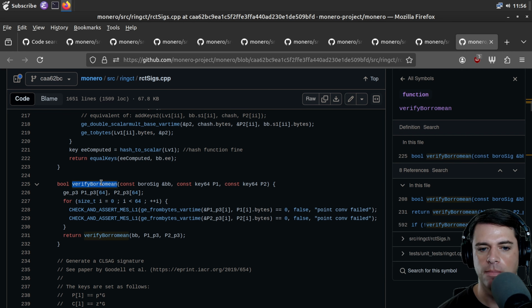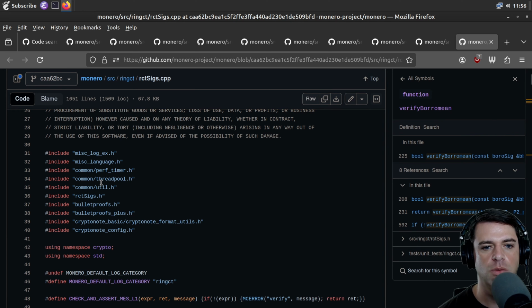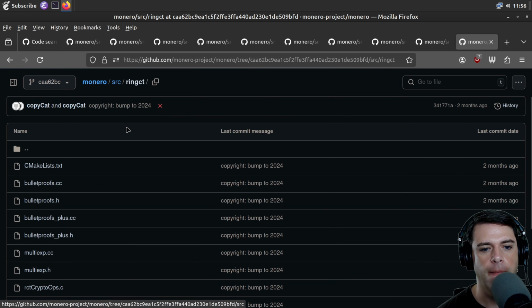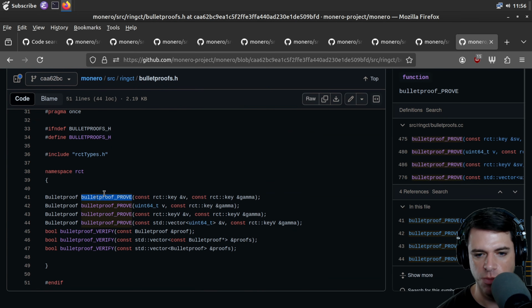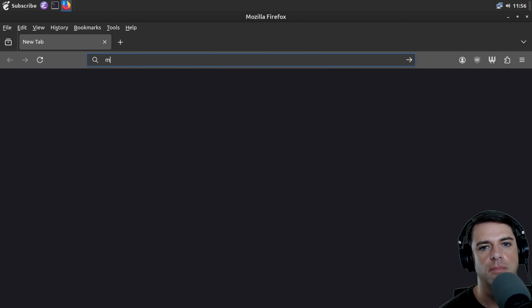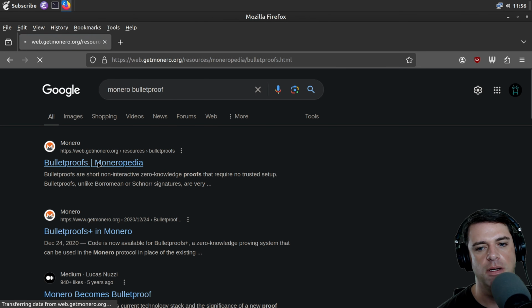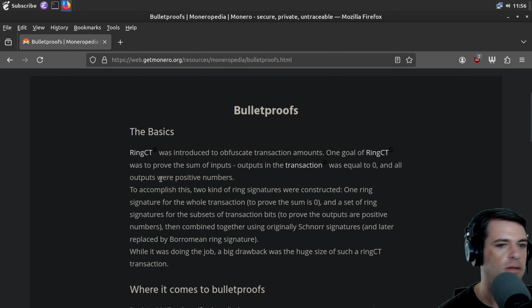Verify Borromean. Let's see if we can find what it's including. We're including rctSigs.h, bulletproofs. I think bulletproof signatures is some part of the Monero thing that I've heard of. Okay, so this is bulletproofs. Maybe bulletproof is the type of proof. Bulletproof proof. Let's look that up. Monero bulletproof. So we're seeing some of where they do their crypto stuff, but not knowing enough about Monero, we're not going to really understand it with really 11 minutes left to go.